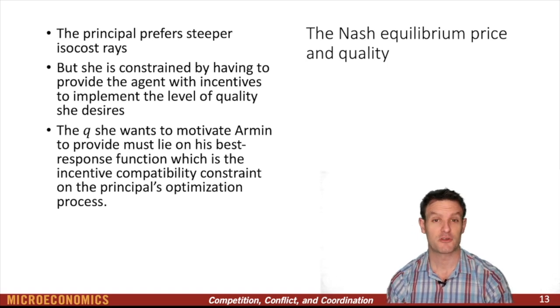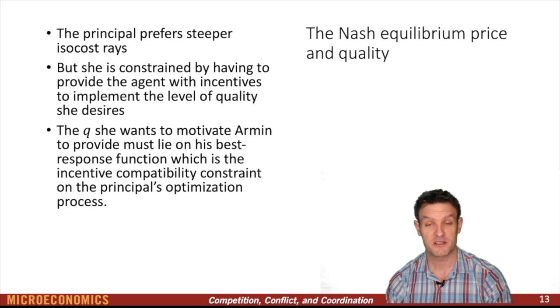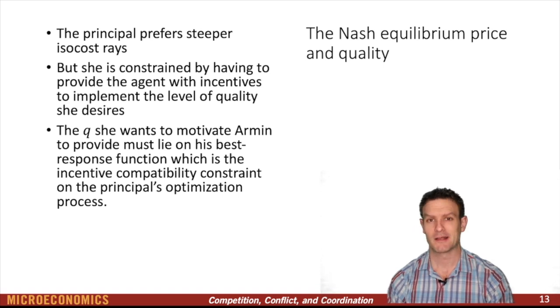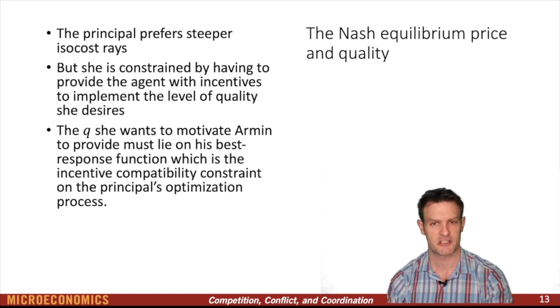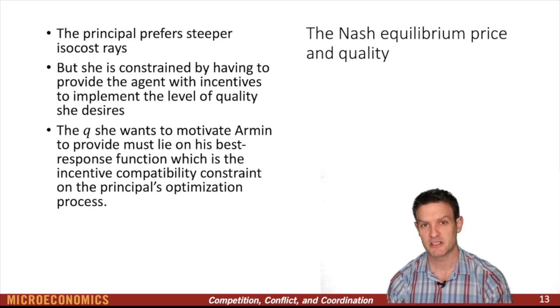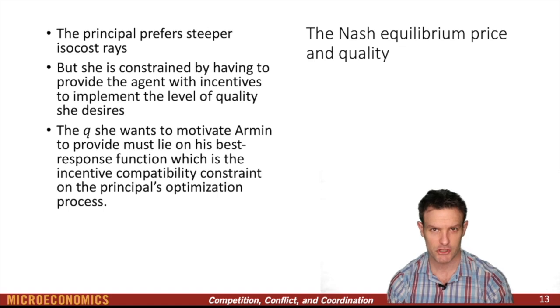Now the thing is that the principal is constrained by having to provide the agent with incentives to implement the level of quality that she wants. So the principal knows that she wants to minimize her costs, but she is constrained by having to pay the agent enough to get the quality she wants. That means that she's limited by the agent's incentive compatibility constraint or best response function. So the Q that she wants to motivate Armin to provide must lie on his best response function.